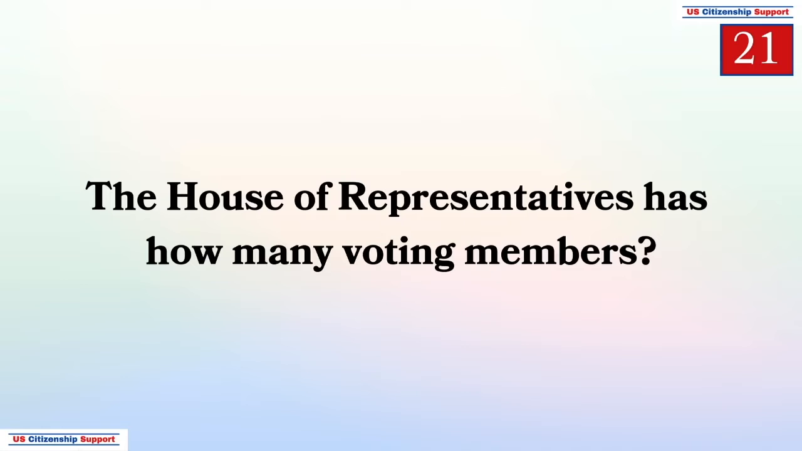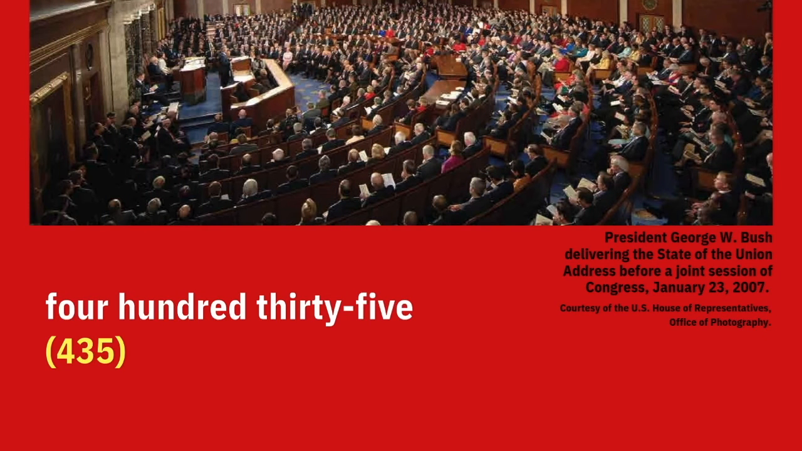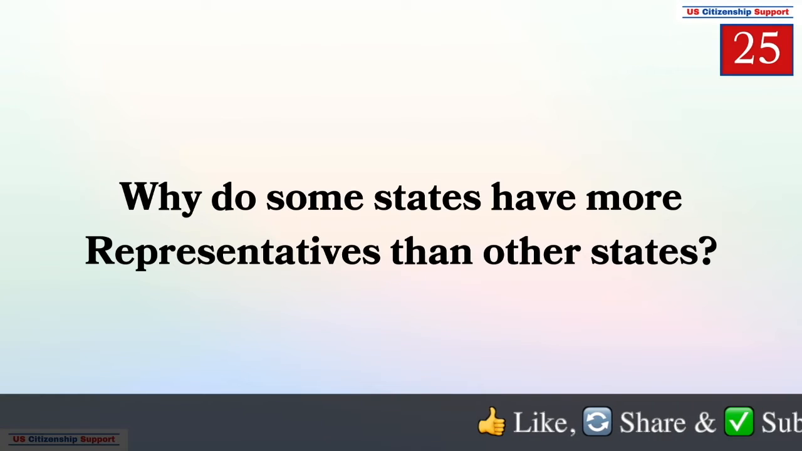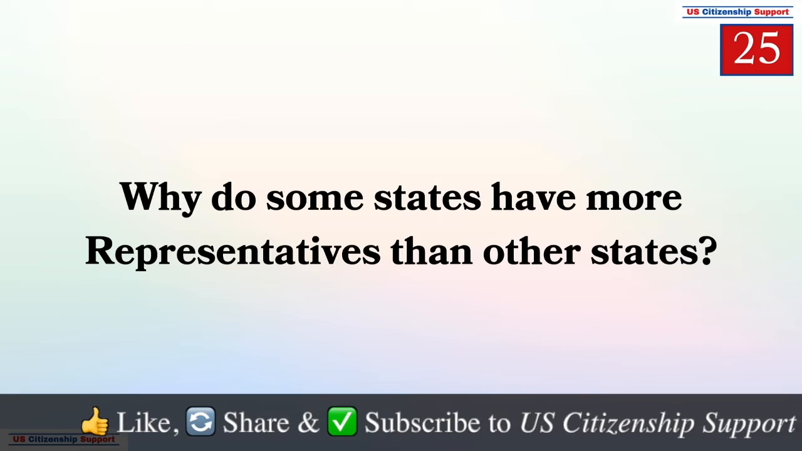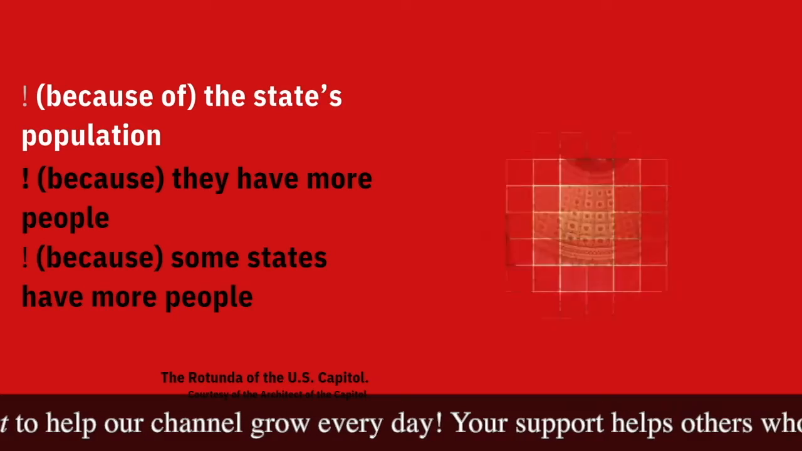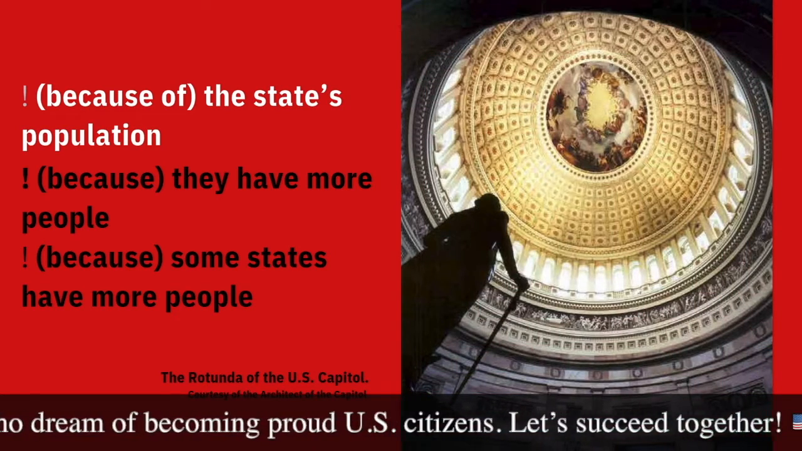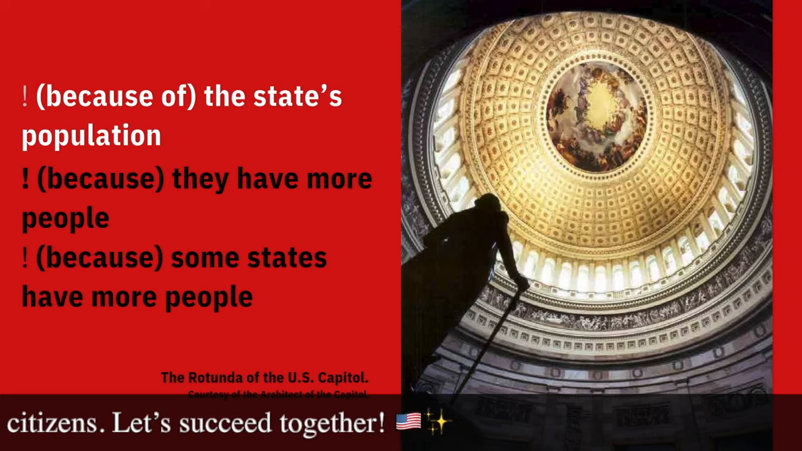The House of Representatives has how many voting members? 435. Why do some states have more representatives than other states? Because of the state's population.